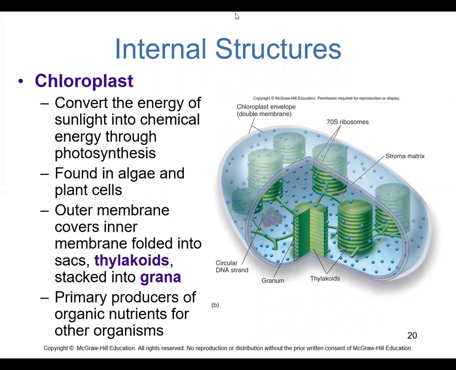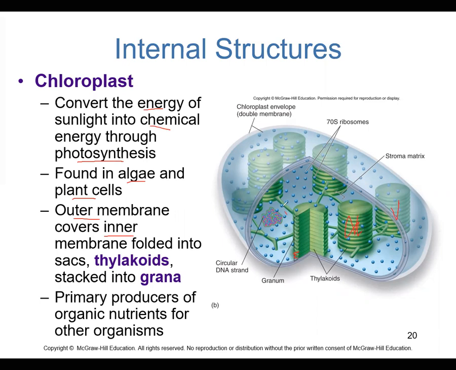Chloroplasts are the same way, except they change light energy into chemical energy through photosynthesis. So there are the green ones. We find them in algae and plants. Again, an inner and an outer membrane. The inner membrane is folded up into these thylakoids, and then it's stacked into the grana. Granum is singular. This is where the photosynthesis occurs, in these areas.